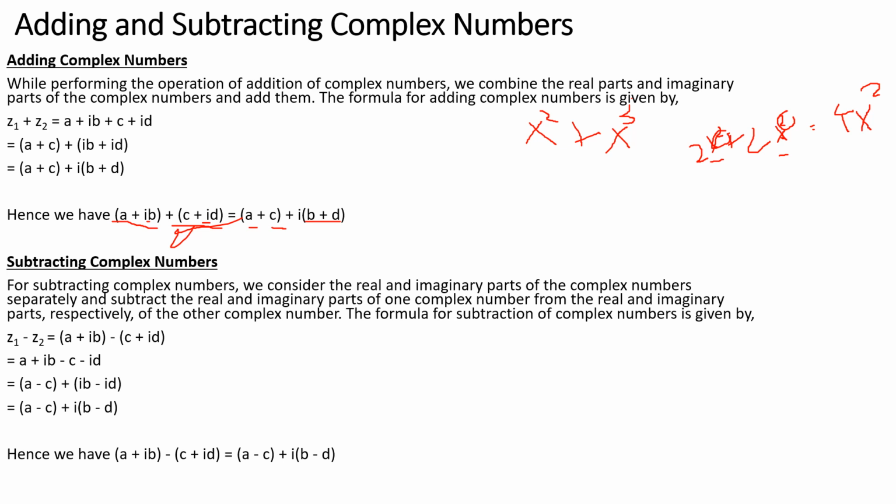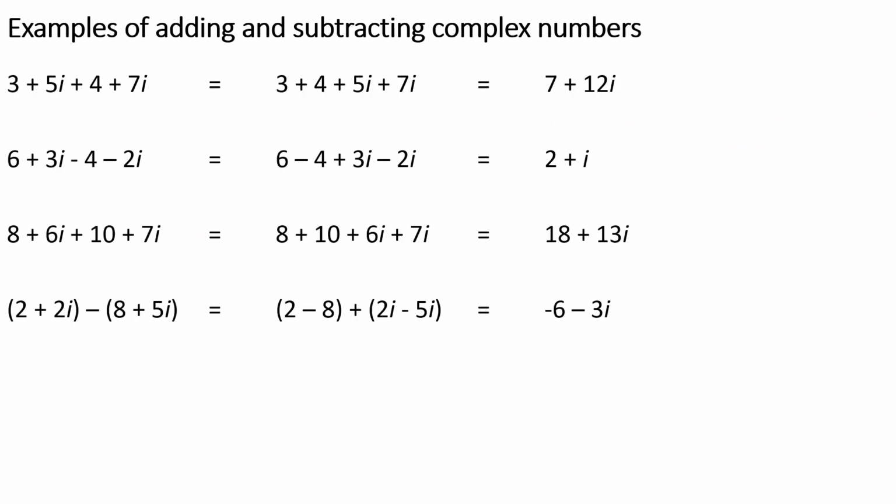Let's look at some examples. 3 plus 5i plus 4 plus 7i. Now, this is what I do: I like putting all my real numbers together. I've got a 3 and a 4. That's where people like to make mistakes. And then I put my 5i and my 7i together. Well, 3 plus 4 is 7, and 5i plus 7i is 12i. And we're done.